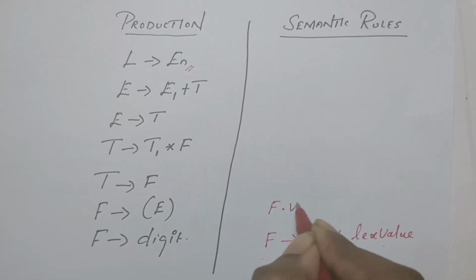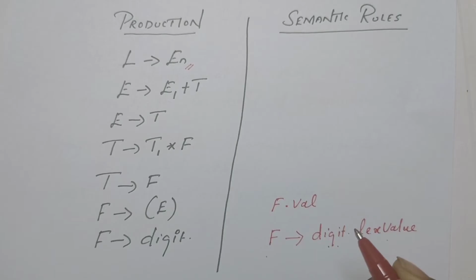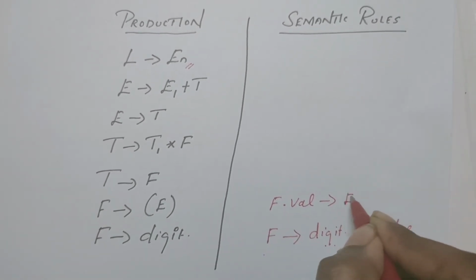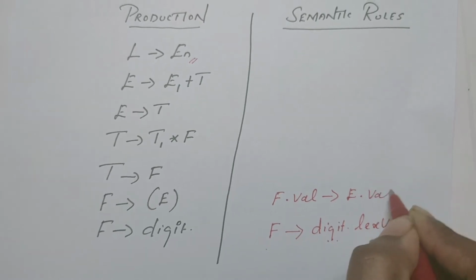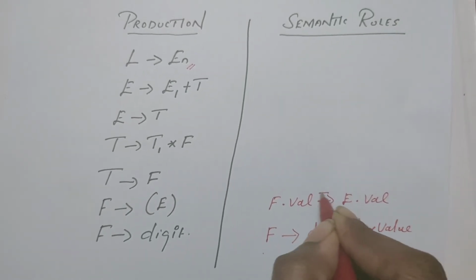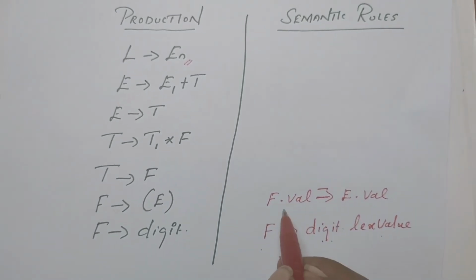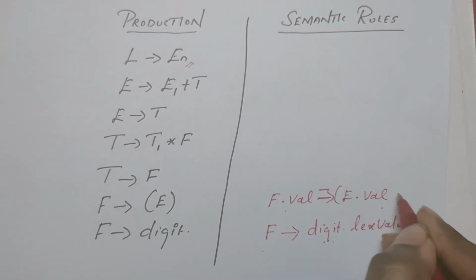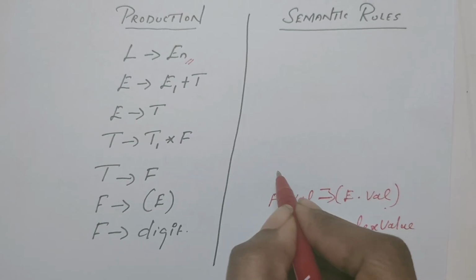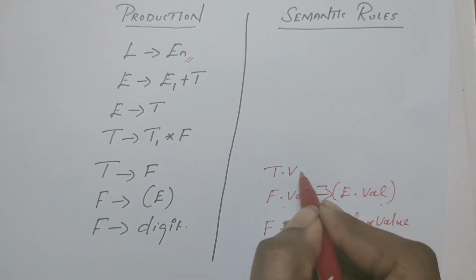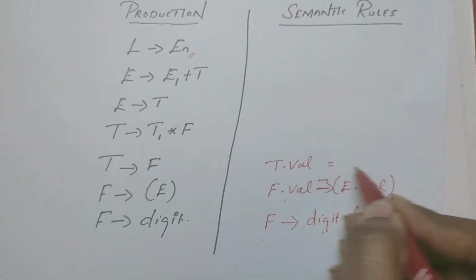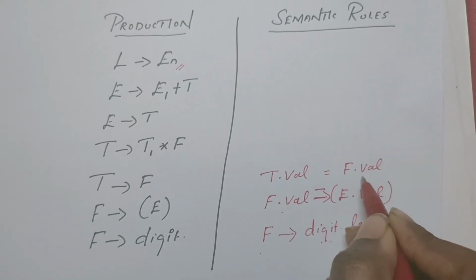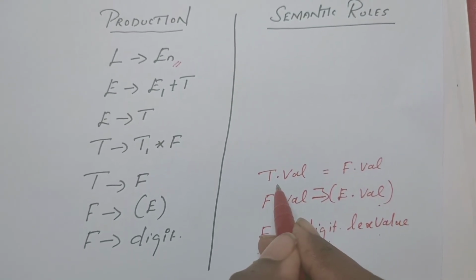F is defined with the attribute value, and F.value is nothing but the value of E. In fact, I have to write the equal to symbol. F.value is nothing but the value of E. So let us move on to the previous rule. What it says? The value of T is nothing but the value of F. The value of F is being assigned to T.